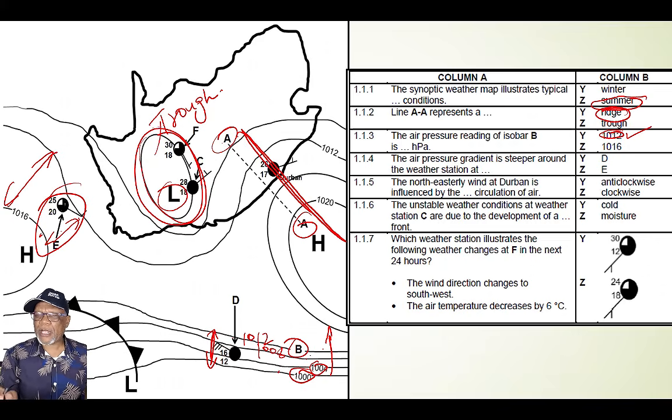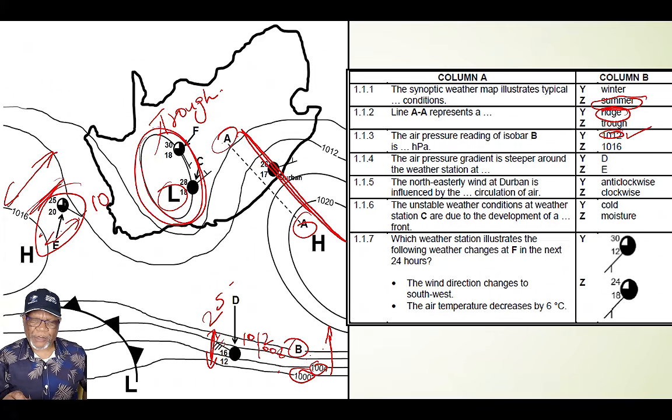Now let's answer this question. The air pressure gradient is steeper around the weather station at D, because the isobars are closer. Here the air pressure gradient will be gentle because the isobars are far from each other, which means the winds that will blow here will be weaker than the winds that will blow here. Let's see if it's true. Yes, look at the winds here. The wind speed here is 10 knots. But what is the wind speed here? This is 10, 20, and 25. The wind speed here is 25 knots. The wind speed here is 10 knots.